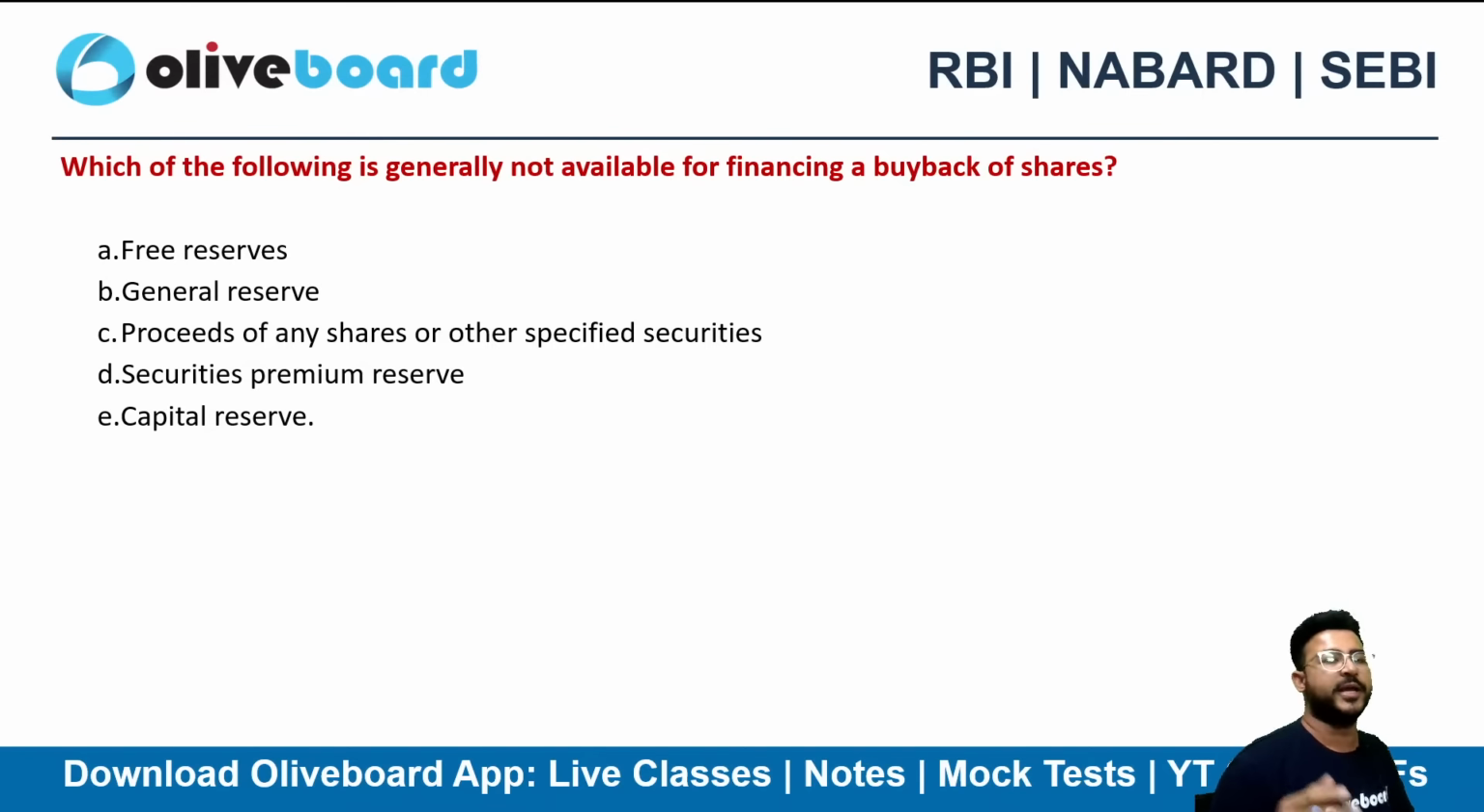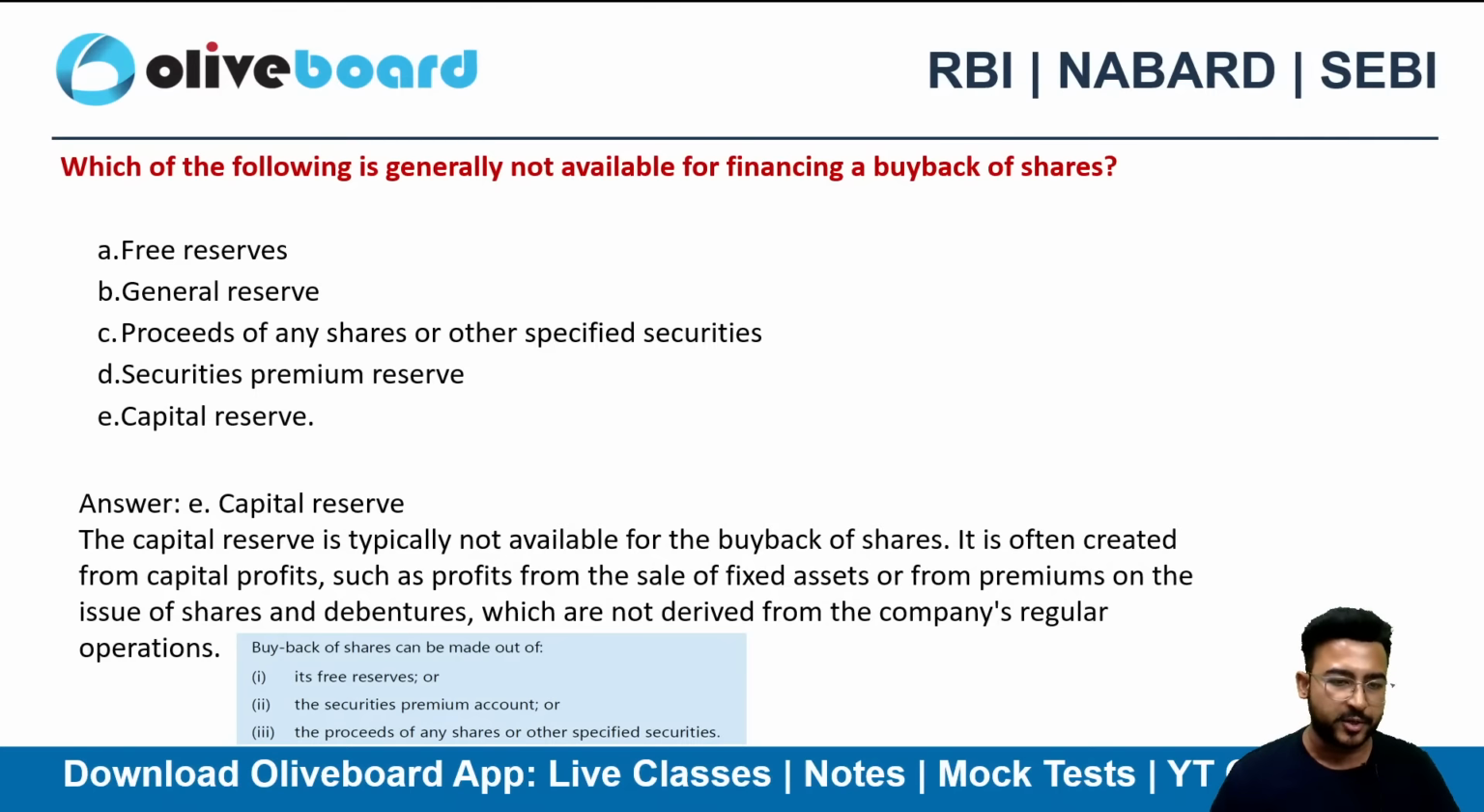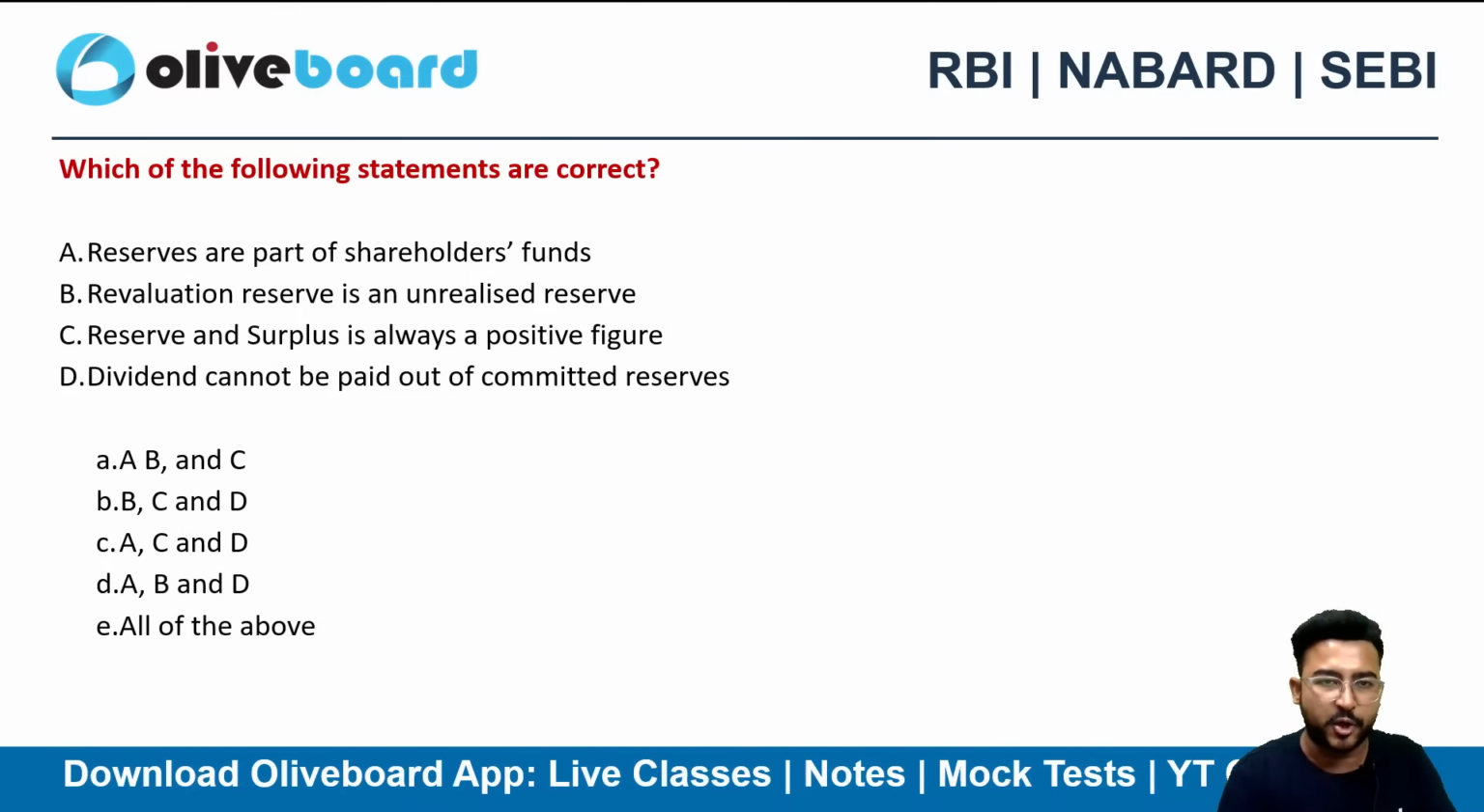Next one, which of the following is generally not available for financing a buyback of share? So that is capital reserve, because buyback I make from free reserve, securities premium account, proceeds of any other specified security. Can you guys tell me which of the following statements are correct here?